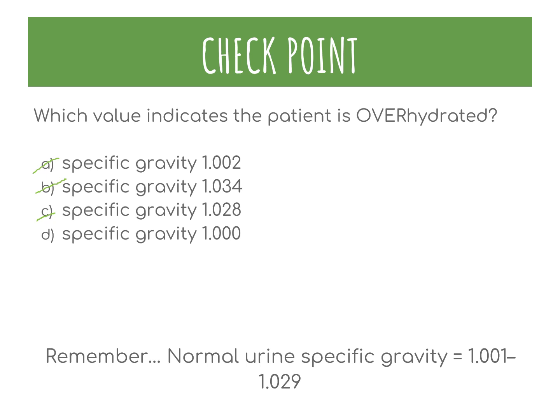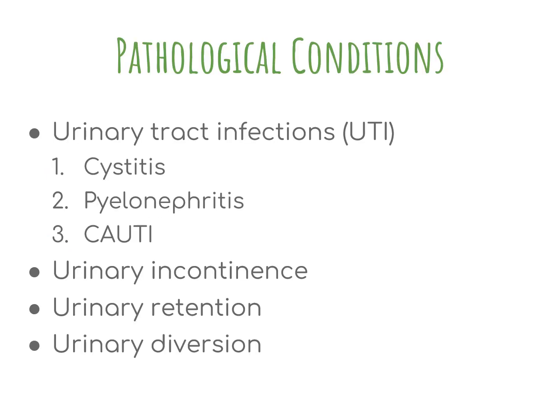So the answer here would be D, because 1.000 falls below the normal range for the urine specific gravity. This one would indicate diluted urine, as this occurs in overhydration. Next, we are going to talk about pathological conditions.